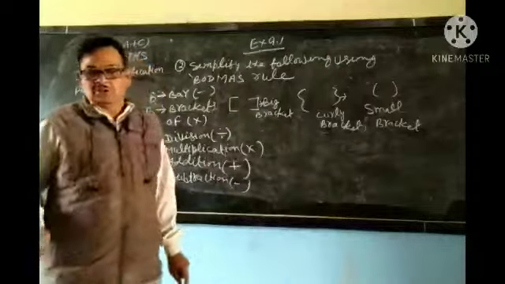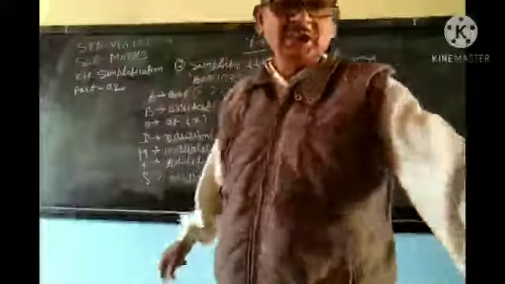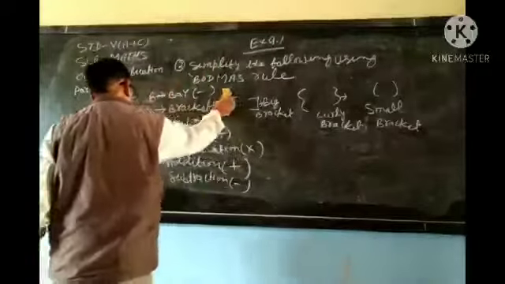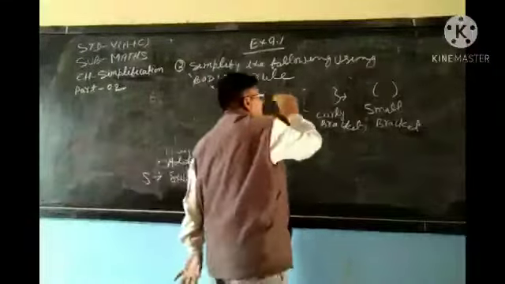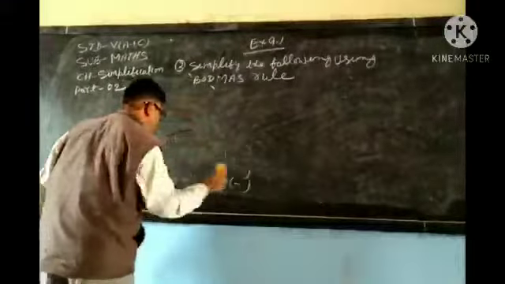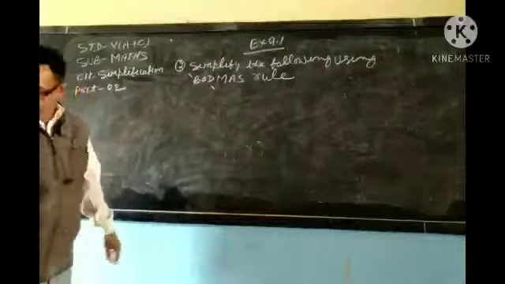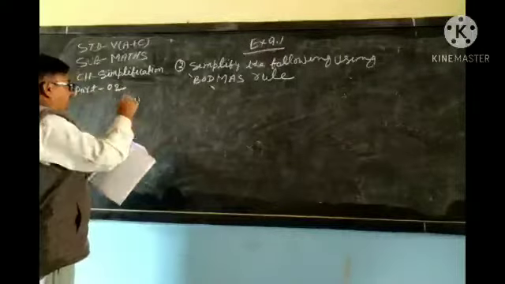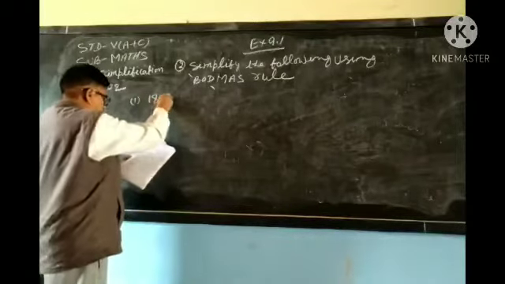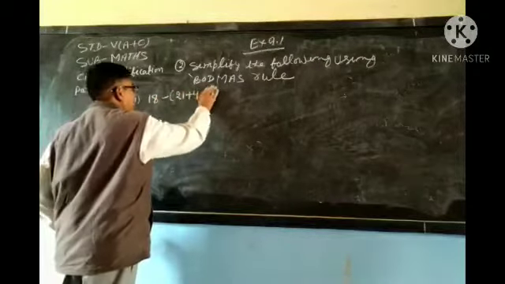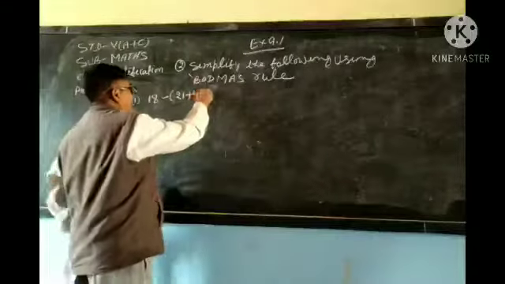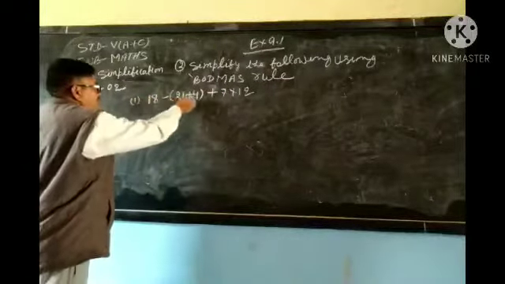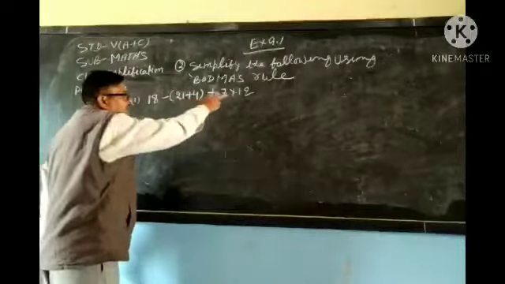Then the second one I am going to discuss. So here the question is telling us to simplify the following using the BODMAS rule. So this rule must be followed. Now here the second question: 18 minus 21 plus 4 in a small bracket plus 7 into 12.